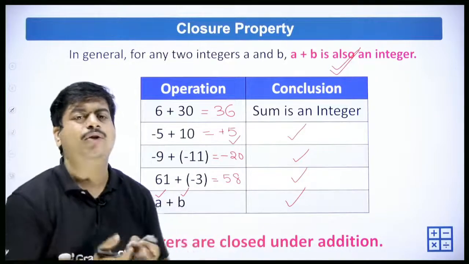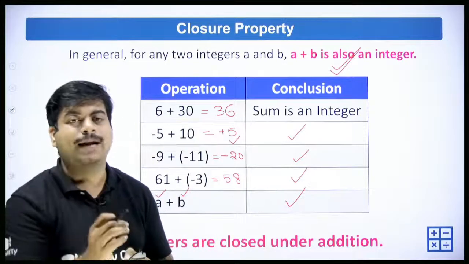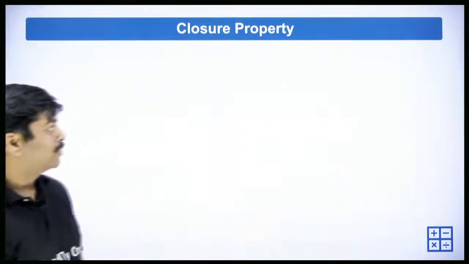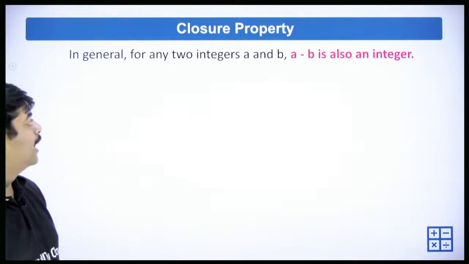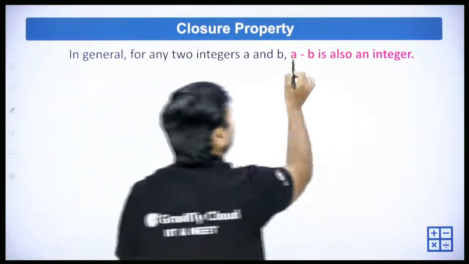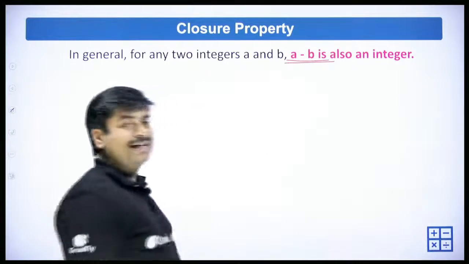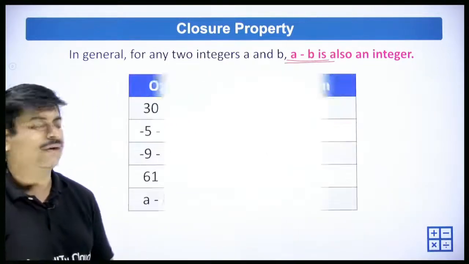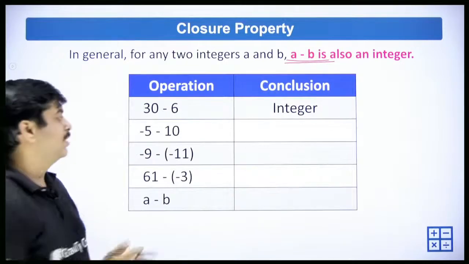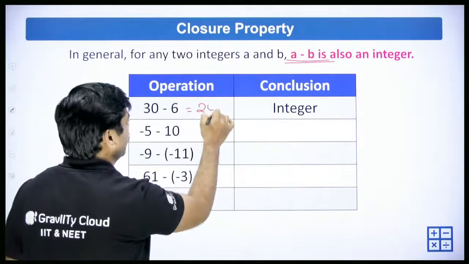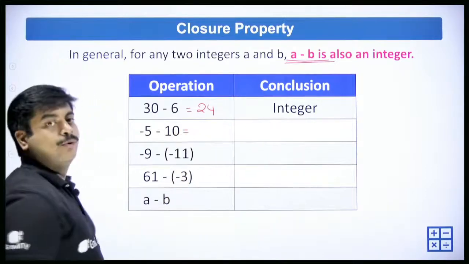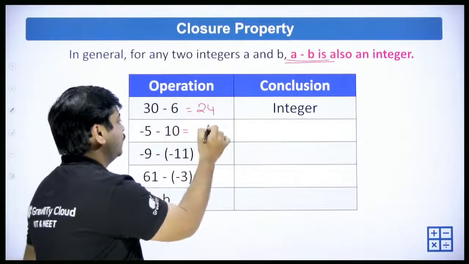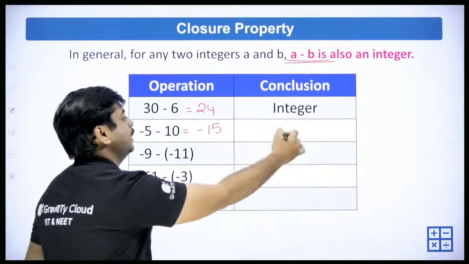Let us discuss the same closure property with subtraction, and then multiplication, and then division. So let's move forward to subtraction. For any two integers a and b, I want to discuss whether a minus b is an integer or not. Let's take a few values. 30 minus 6, you know it is 24, an integer. Minus 5 minus 10: both are negative values, add and keep a negative. 5 plus 10 is 15, so a negative integer.